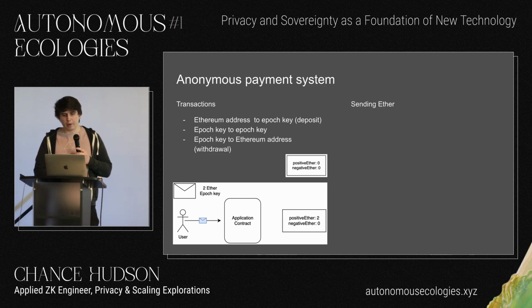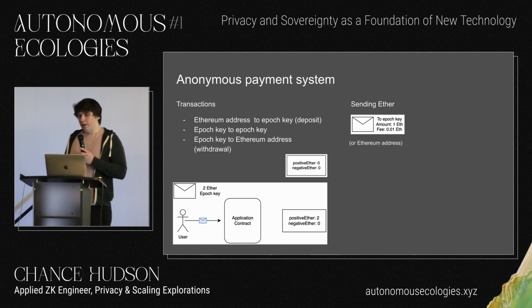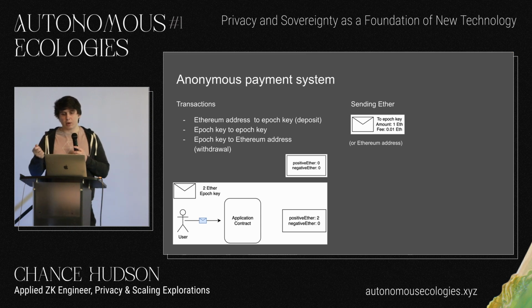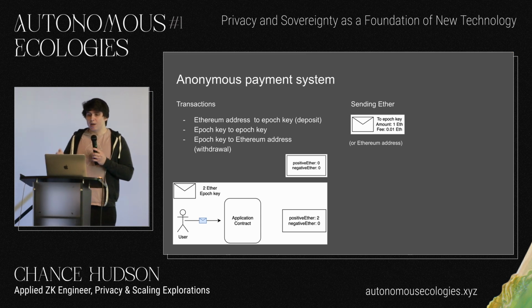So how do we want to implement sending Ether? It's very simple, actually. We just make a ZK proof that contains the two epoch keys, the amount the user wants to spend, as well as a fee.